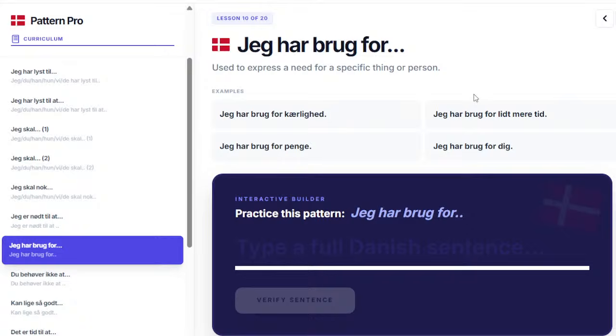Sometimes it could be an action. Like, oh yeah, I feel I need to do this. Jeg har brug for at tale med dig. I need to talk to you. Like, if we do this, I will feel better, essentially.